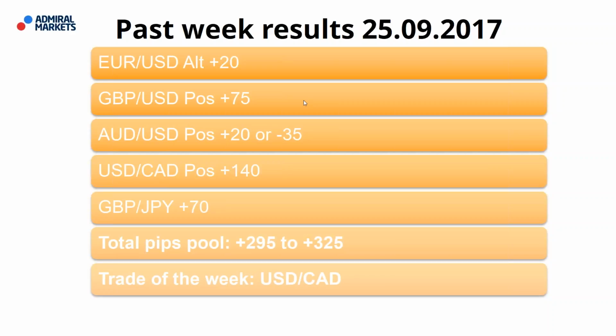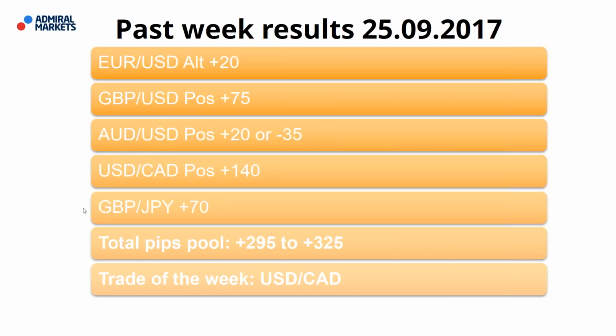And these are past week results. Euro dollar was good for 20 pips. Pound dollar positional trade 75 pips. Australian dollar was either plus 20 or minus 35, depending what you did with the trade. So for some that was a loss, for some other traders that was a win. Dollar CAD was good for 140 pips, and that was the trade of the week. Yeah, it was a great trade. And pound yen was good for 70 pips.